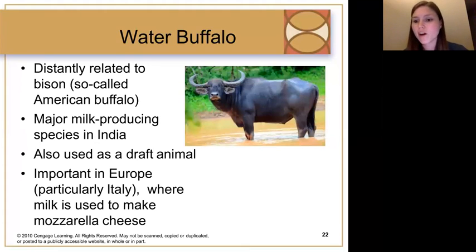If you remember when we talked about the different animal products and how the United States is #1 for milk production from cattle, but India takes the #1 spot overall because they also have milk production from water buffalo. So that's what they're mainly used for in India. They can also be used as a draft animal, so they're very strong, so they can be used to pull things. And they're important in Europe, and particularly Italy, where the milk is used to make mozzarella cheese. So if anyone is a mozzarella cheese fan, like I am, that's extremely important.